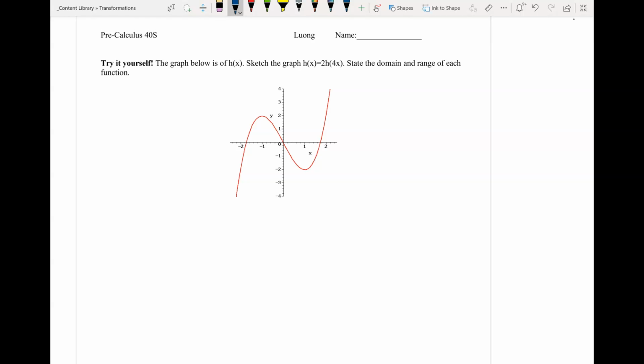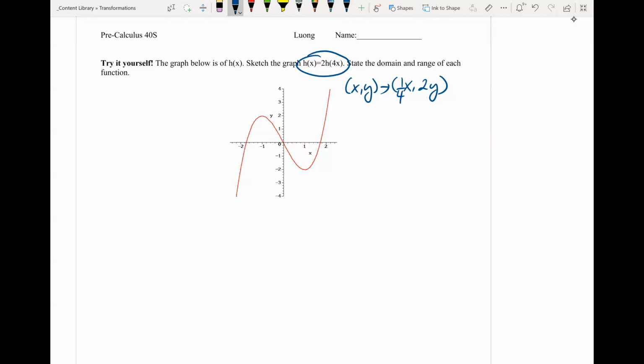Do this, try it yourself. The first thing you want to do is write out your transformation in terms of points, and then pick a few points from the graph that's given to you, perform the transformation, and then graph it. So go ahead and try this. Okay, so if I want to find our transformed point, we have a vertical stretch of 2. And if you look on the inside, this affects our x value, and this will be a stretch of 1/4.